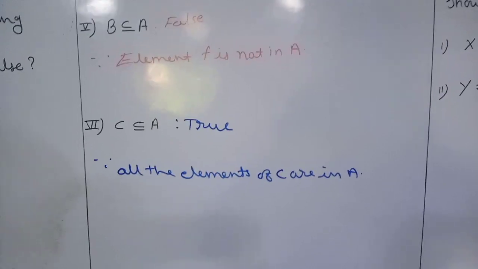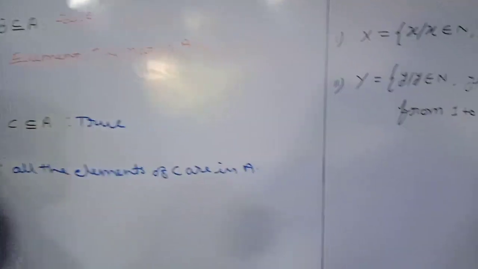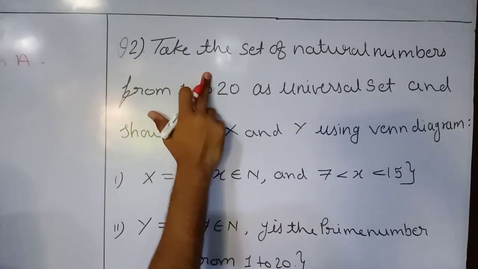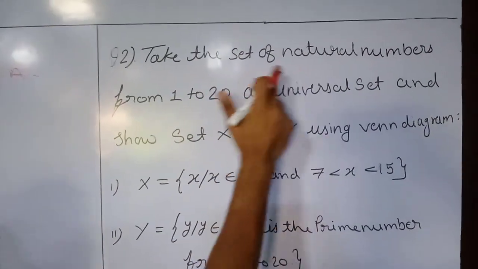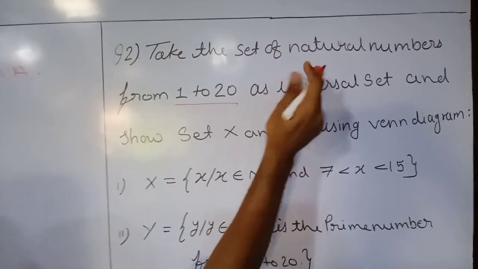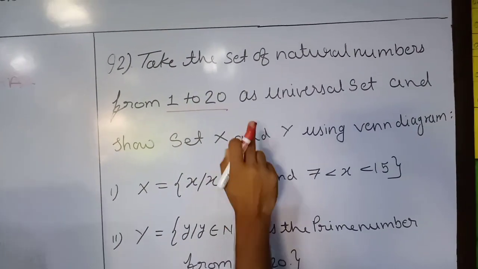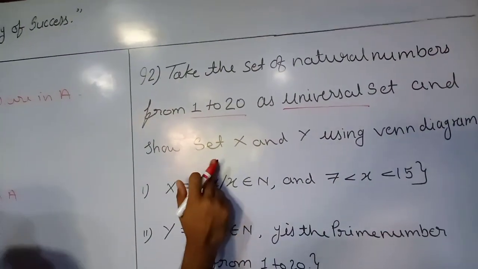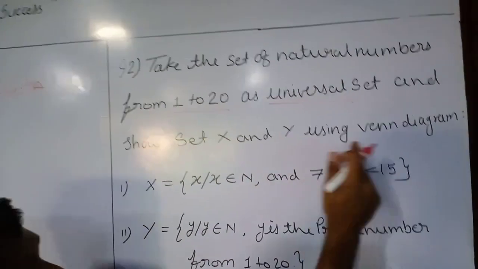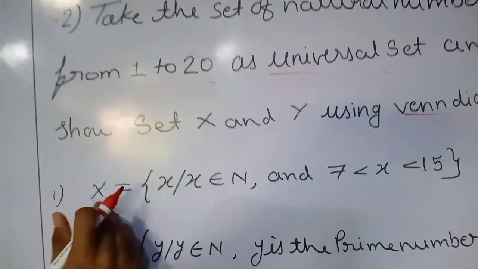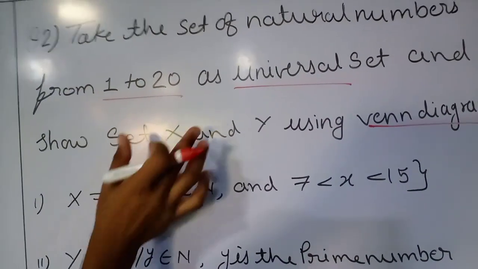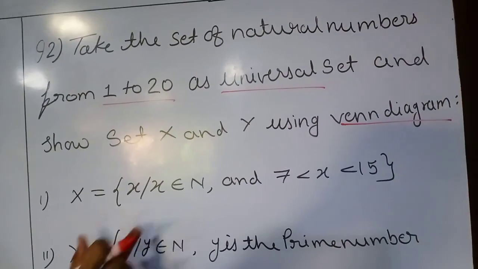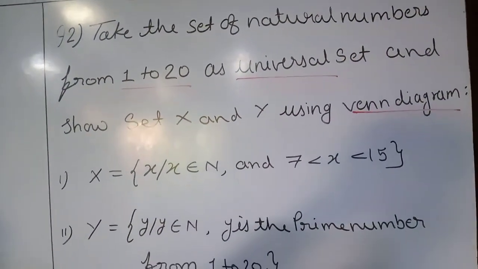Next, proceed to question number 2. Take the set of natural numbers from 1 to 20 as the universal set, and show sets X and Y using a Venn diagram. Here we have two sub questions. We have to take the universal set 1 to 20. After that, convert this into the listing method, and we have to show it by the Venn diagram.